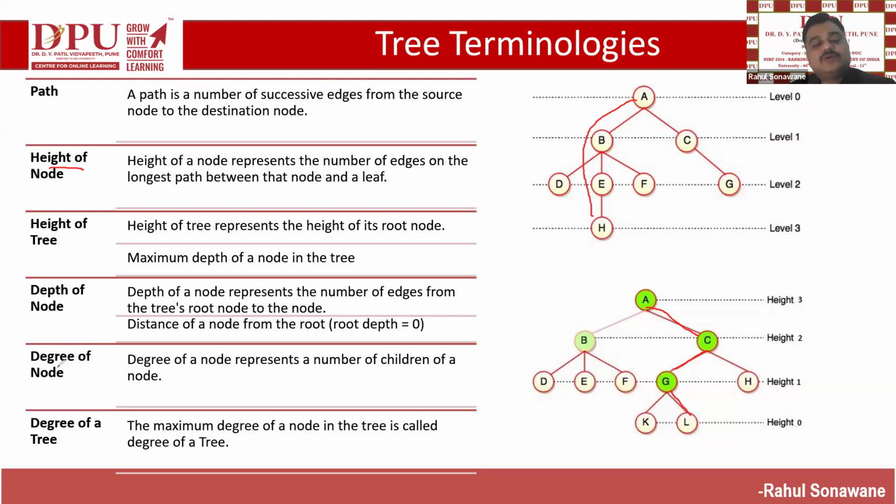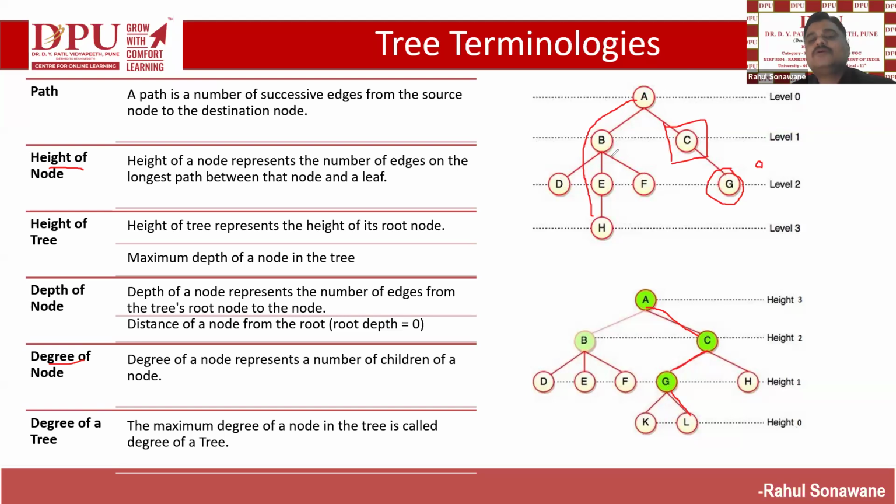Okay. Now next is the degree of a node. Degree of a node represents the number of children of that node. Now here you can see C has only one child. So the degree of C is 1. G does not have any children. So the degree of G is 0. Right? A has two children, B and C. So the degree of A is 2. B has three different children, D, E, and F. So the degree of B is 3.